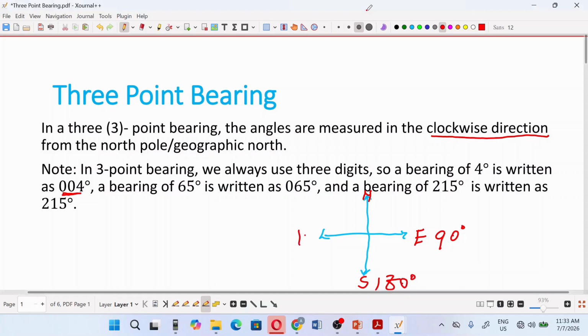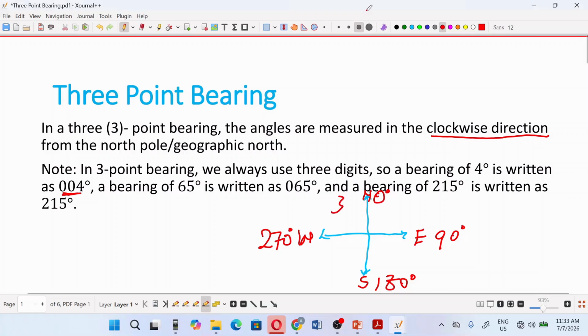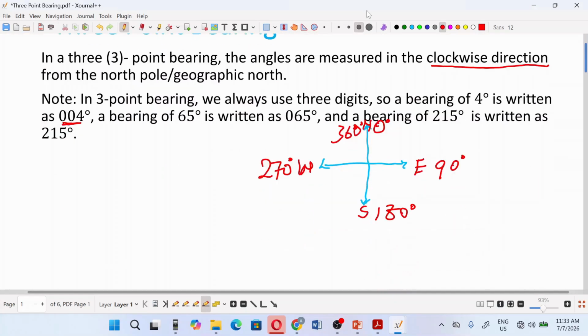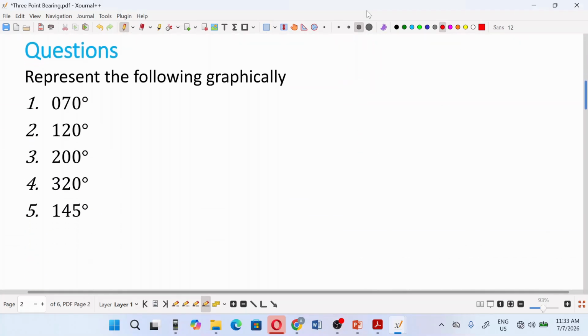And then if I move to the west, that's 180 plus another 90, which is going to be what? 270 degrees. We started from 0. So when I move around, this is also going to be what? 360 degrees, right? And always remember you are measuring from the geographical north, right? So let's go ahead and see how to represent them on graphs.